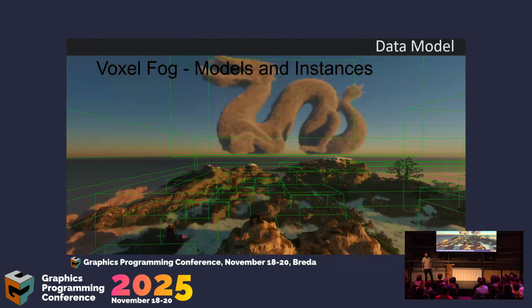Let's dive into the data models we use to represent the different media types. The first one is the shroud, which is modeled with voxels. Therefore, I call it voxel fog for the rest of the presentation.